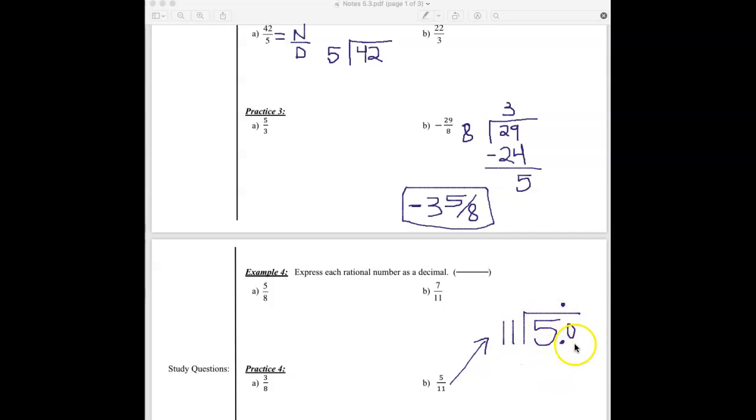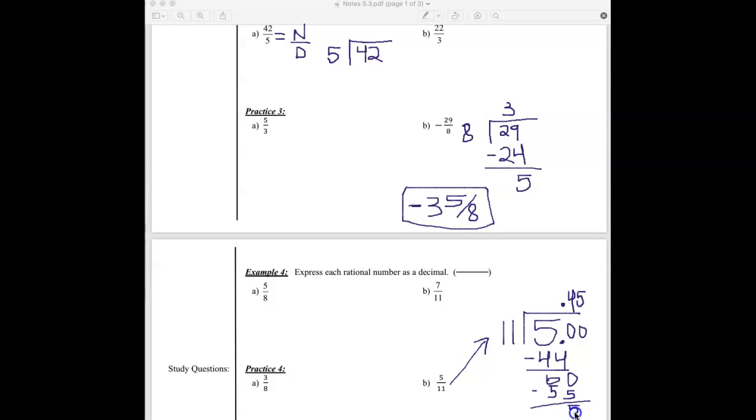So 11 doesn't go into 5, which is why I added the 0, because 11 does go into 50, right? 4 times 11 is 44, and then we're going to subtract, and 50 minus 44, that's 6, and I'm going to bring down another 0, and that gives me 60 here, and 11 goes into 60 5 times. 5 times 11 is 55, so I'm going to subtract next, and 60 minus 55 is 5.